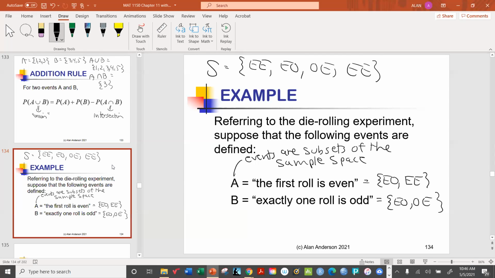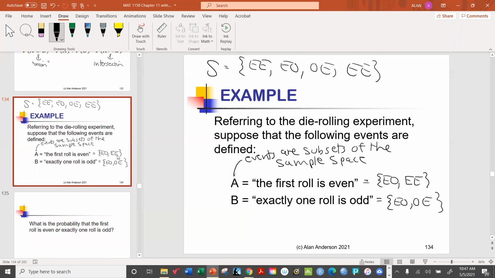Now, what are we trying to do? We're trying to calculate the probability that one or both of these is true. In other words, we're calculating the probability of a union, and for that, we will use the addition rule. Here we go. The question is, what is the probability that either A or B is true? Or in English, what's the probability that either the first roll is even or exactly one roll is odd? Suppose that we're playing a gambling game where prizes depend on this happening. What's the probability of winning a prize? It's a good question.